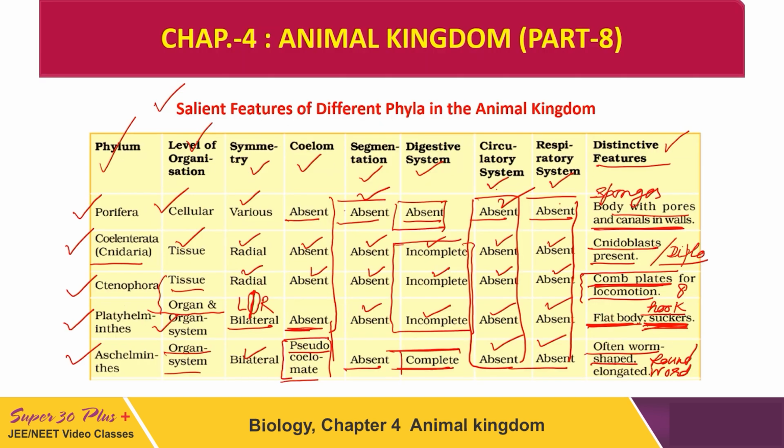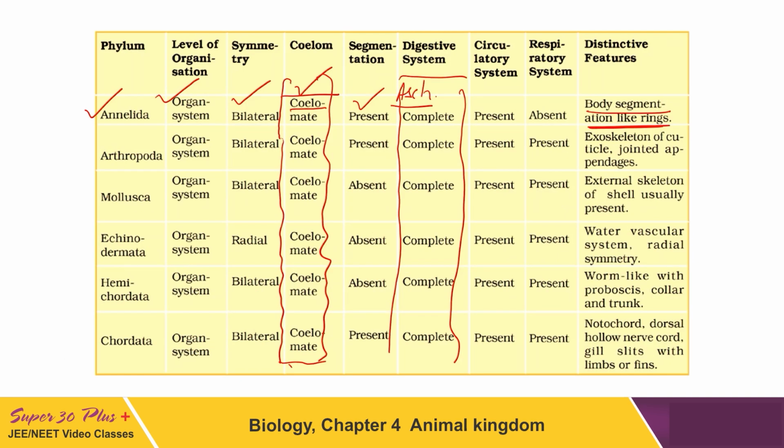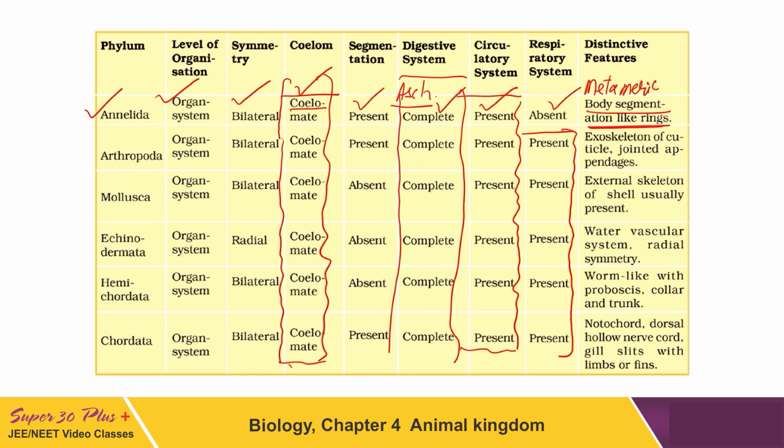Circulatory system, you see, if we go back, circulatory system is absent up to the earlier phyla, is it? Will you remember? While from annelids onward, the circulatory system is present up to the last, chordates. Respiratory system is absent, and from arthropods onward the respiratory system is present. So we were here in annelids: circulatory system present, digestive system complete, and respiratory system in annelids is absent. You see, body segmentation is present. Is it right?